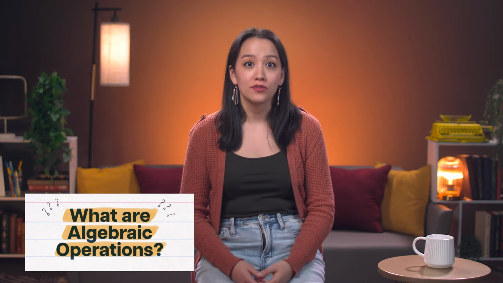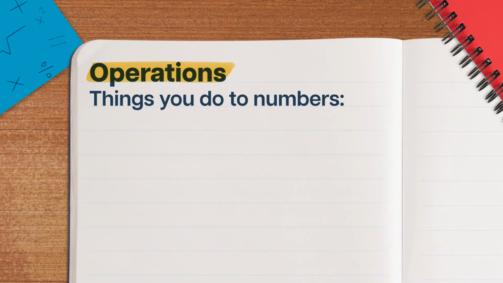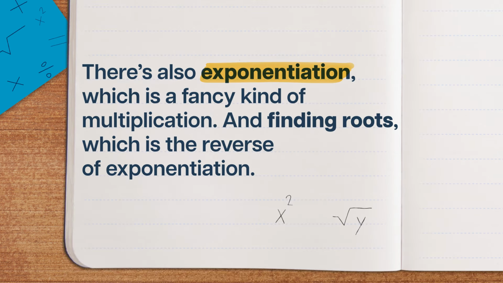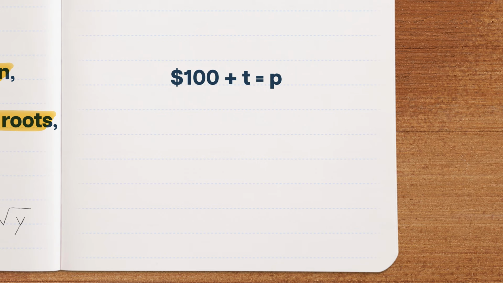Once we've got a variable, even though we don't know what its value actually is, we can manipulate it using operations. In algebra, operations are just things you do to numbers or variables. The basic ones are addition, subtraction, multiplication, and division. There's also exponentiation, which is a fancy kind of multiplication, and finding roots, which is the reverse of exponentiation. So if my pay equals $100 plus t for tips, the operation is addition.